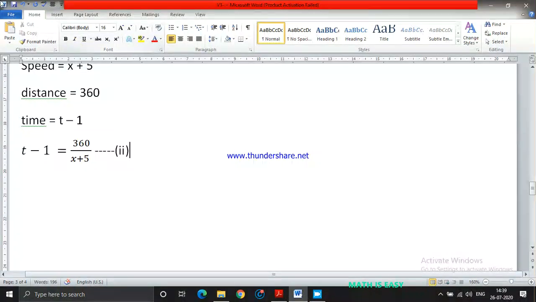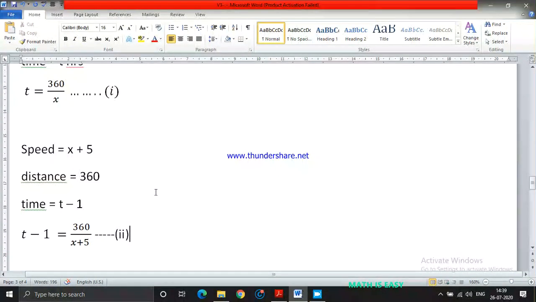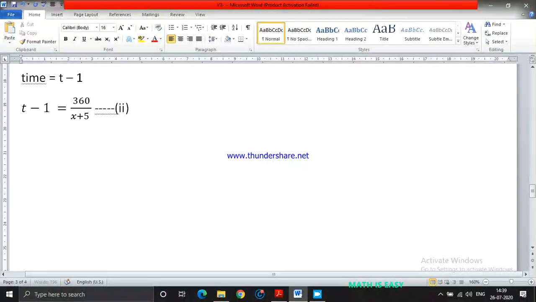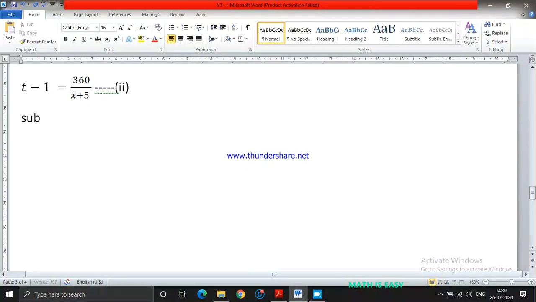Now see equation number 1 and equation number 2. Can I substitute this t value in equation number 2? So here you can make the statement: substitute the t value from equation 1 in equation 2. So what do you get?